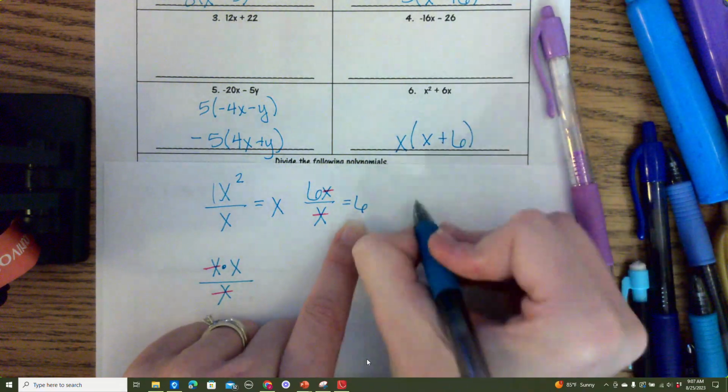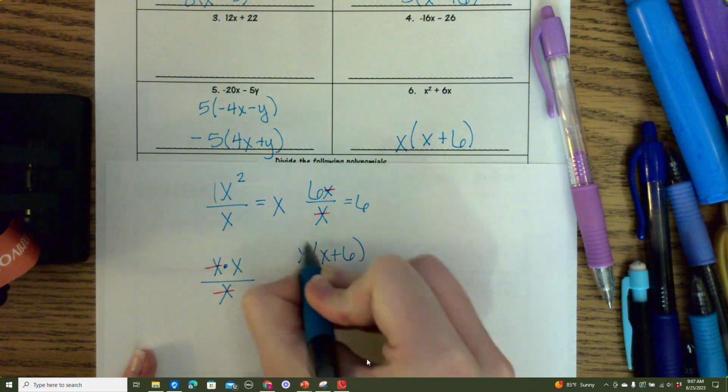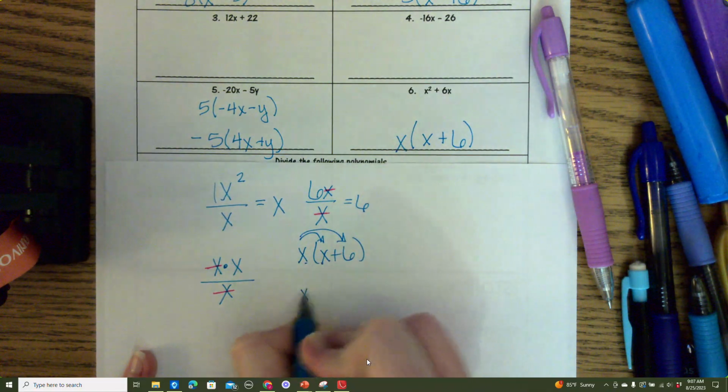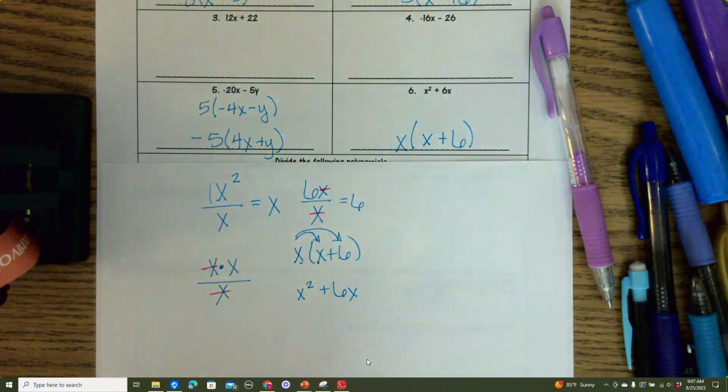And again, you should be able to work in reverse. If you go back and you distribute, x times x is x squared, x times 6 is 6x. You should be able to check your work by doing the opposite and working in reverse.